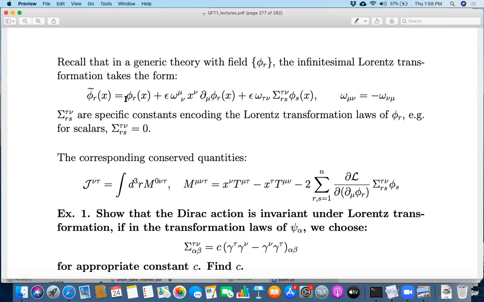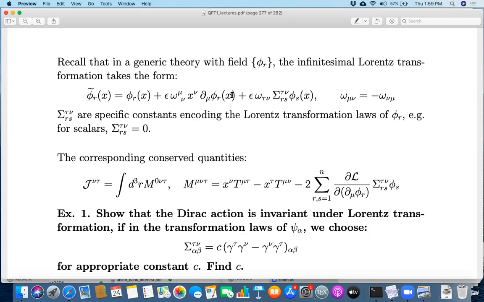For a finite transformation, basically phi tilde_r of x is phi_r of lambda x, and then there is a matrix S that was multiplying from outside that lambda x part. When you take lambda as identity plus an infinitesimal matrix, that part after Taylor series expansion gives you this. And this part came from the matrix that multiplies phi. The infinitesimal version of that is this one.